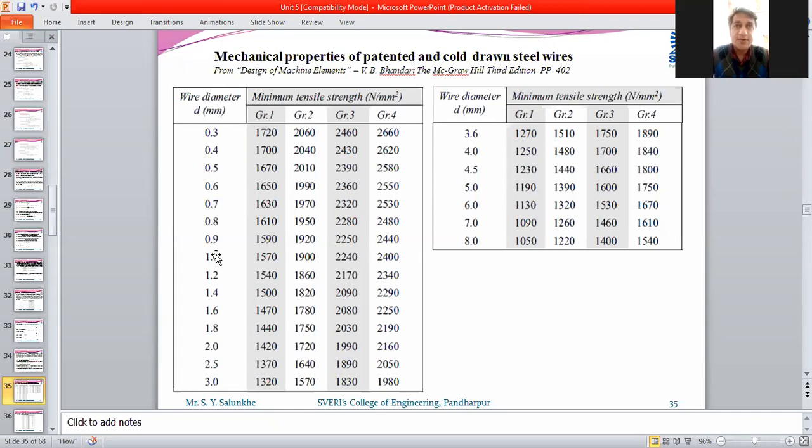Okay, now this table I have written in two parts, but basically it is one table only. As I was not able to put it in one slide, that's why I have separated it. But it is basically a single table only. So for various grades of that steel wire, the minimum tensile strength is given in Newton per millimeter square. Okay, and this wire diameter has been mentioned from 0.3 to 8 millimeter.